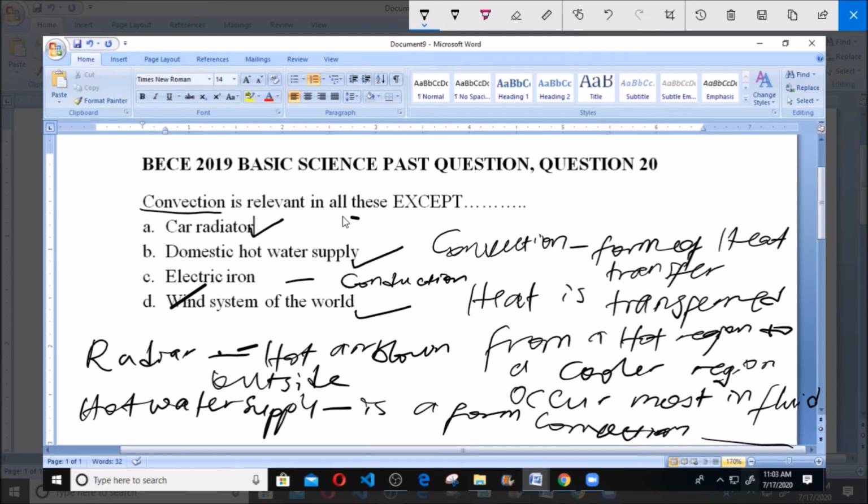So our answer here is C, electric iron. Electric iron does not apply the principle of convection. Instead, it applies the principle of conduction. So C is our answer, electric iron.